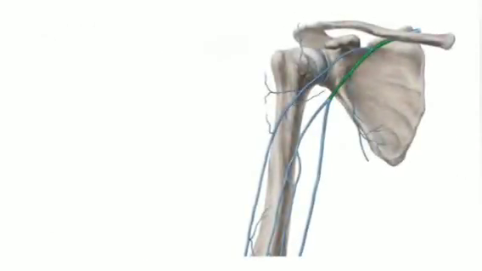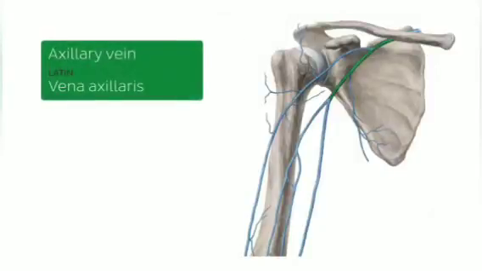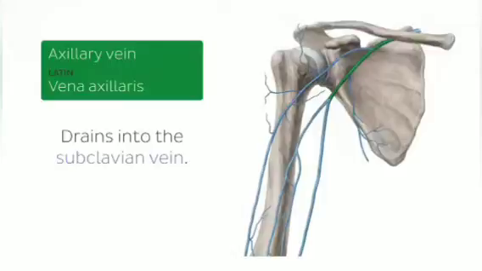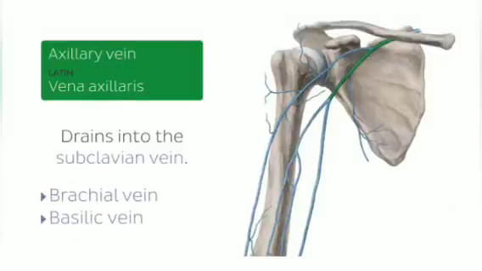Let's start with this one highlighted in green, which has a similar name to the artery. This is known as the axillary vein. Just like the arteries, the axillary vein is the continuation of the subclavian vein. It carries blood from the arm, lateral thorax, and axilla. Distally, the axillary vein splits into two veins known as the brachial vein and the basilic vein as we move on distally.